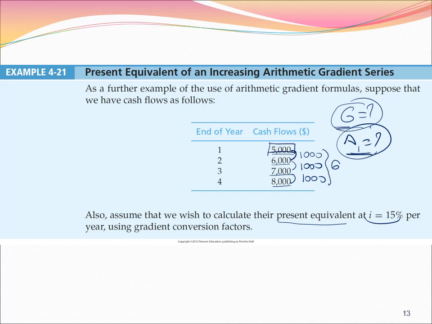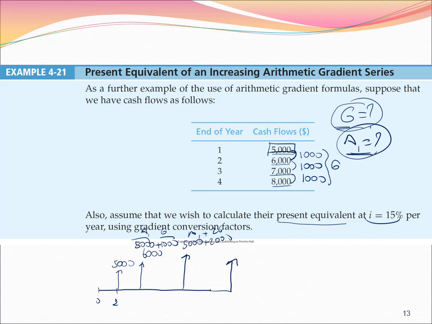And when you sketch the cash flow, it will be easier to understand. So at time 1 the cash flow amount is 5,000, and then it is 6,000. Actually, this 6,000 is equal to 5,000 plus 1,000. So this is A1, this is G. And then we have 5,000 plus 2,000, which is A1 plus 2G. And we have this 8,000, which is 5,000 plus 3,000.